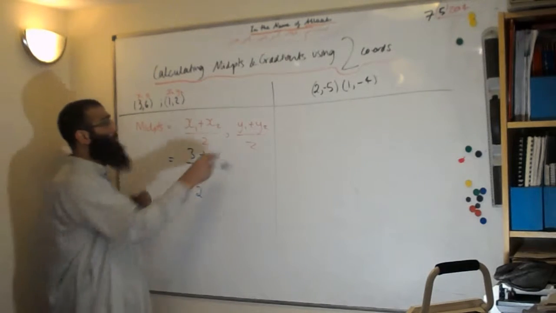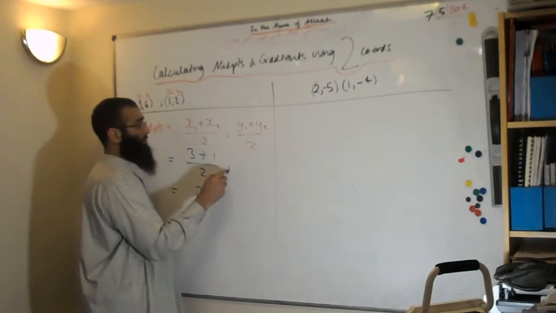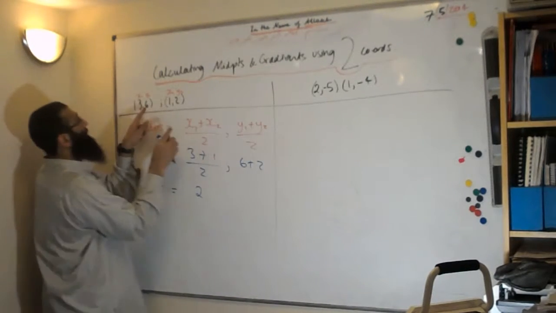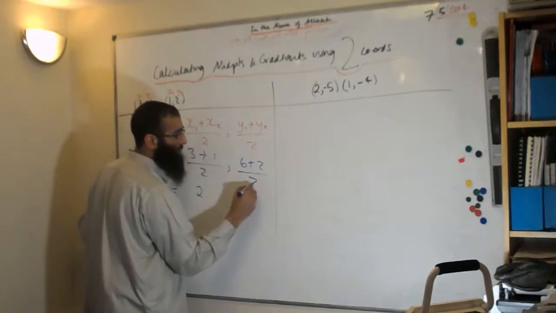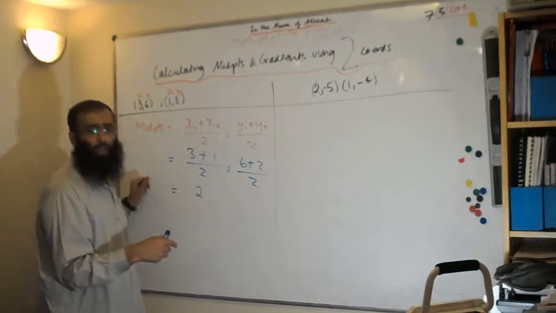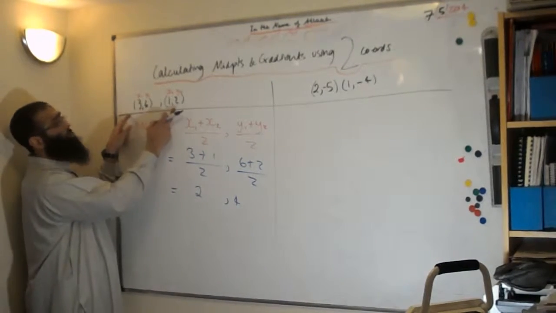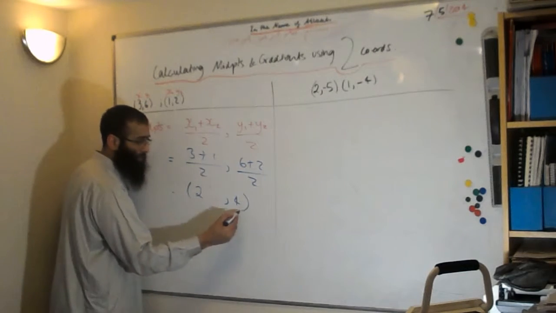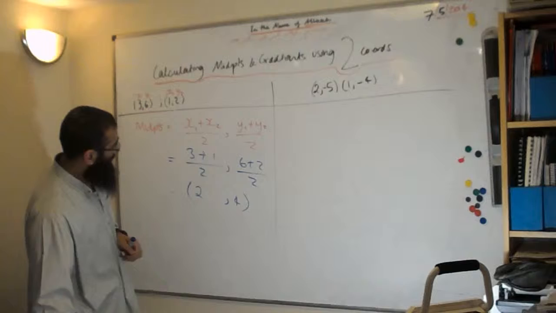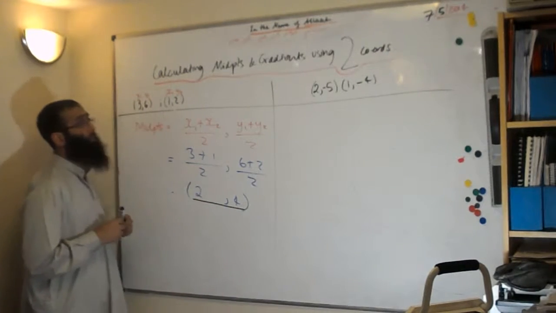Now the midpoint for the y's, we have 6 add 2. So y1 add y2 is 6 add 2. Then we divide that by 2. 6 add 2 is 8. 8 divided by 2 is 4. So the midpoint of these two coordinates is (2, 4). And we finish that question. Done.